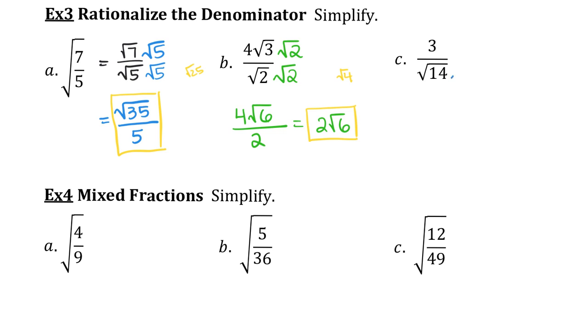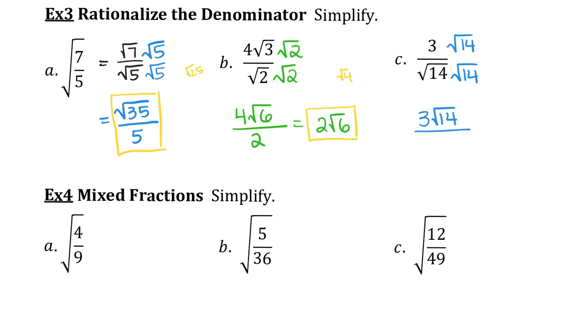So I'm going to do square root of 14 times square root of 14. If I do it to the bottom, I do it to the top. Okay, now on the top, I have 3 times square root of 14. Now the 3 is rational, the square root of 14 is a square root. They can't multiply together, but they can go next to each other. So 3 square root of 14 is 3 square root of 14.